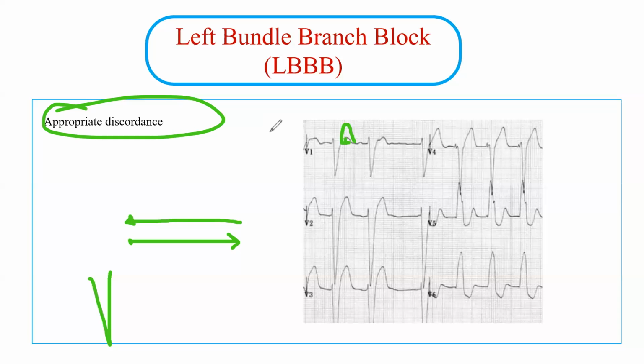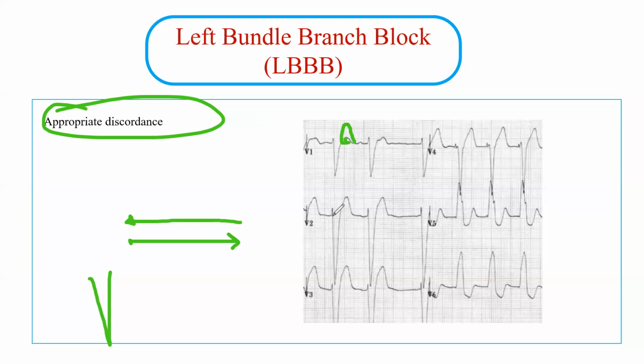Because if they have bundle branch block, by definition, they will have some ST segment elevation. And the normal appropriate discordance for ST segment elevation is less than 25% of the length of the wave. Okay, if it is more than 25%, which is 1/4, meaning that there is inappropriate discordance and you have to think about ischemia.